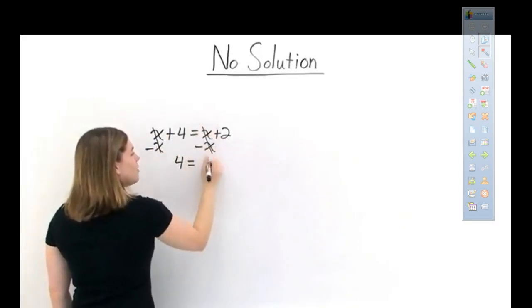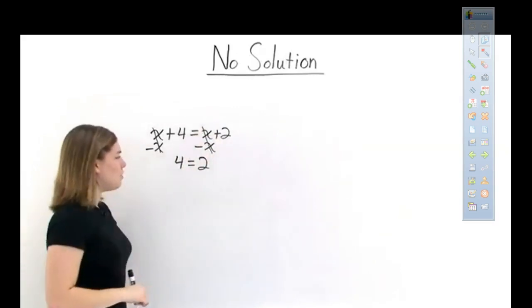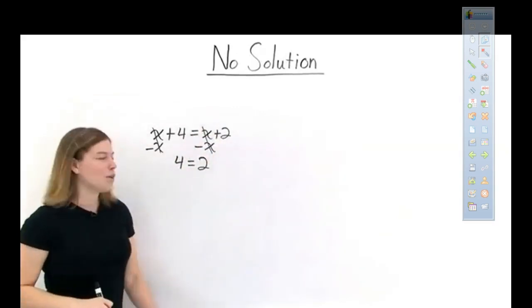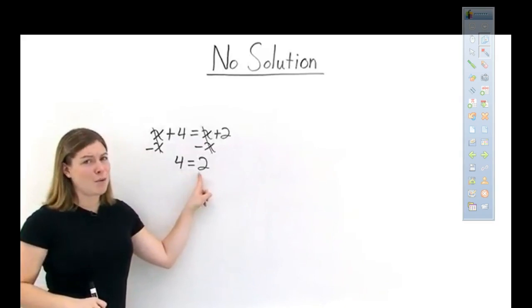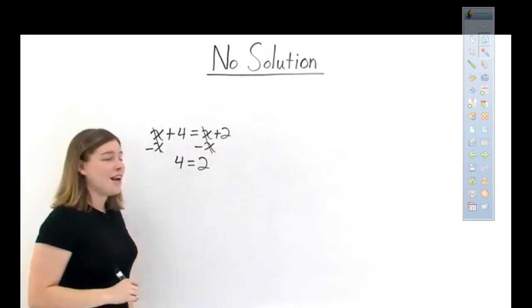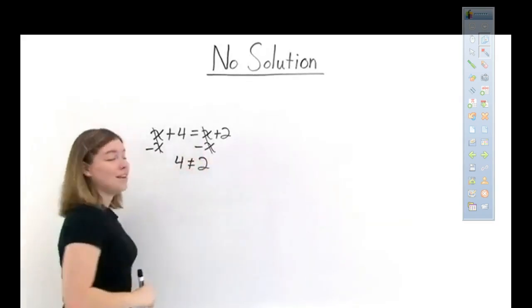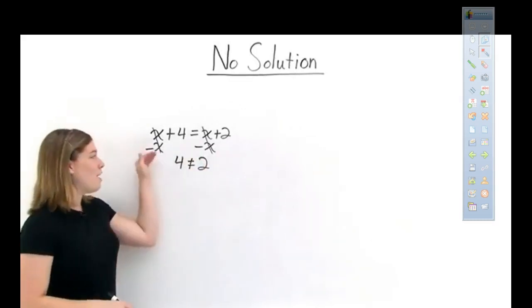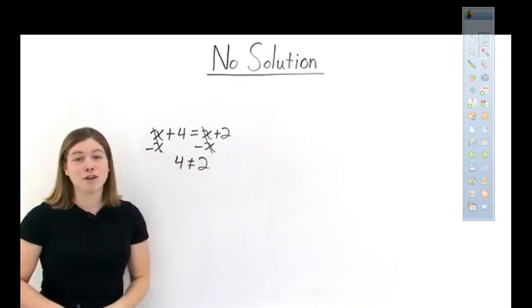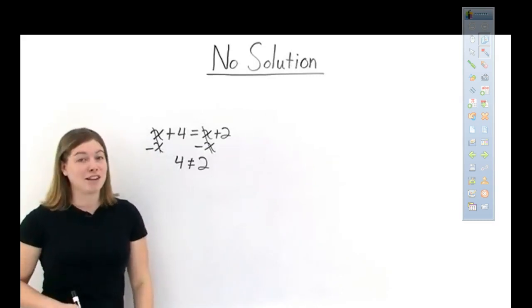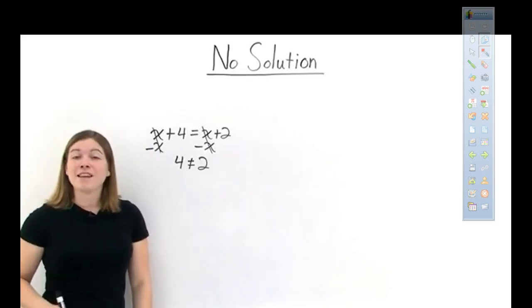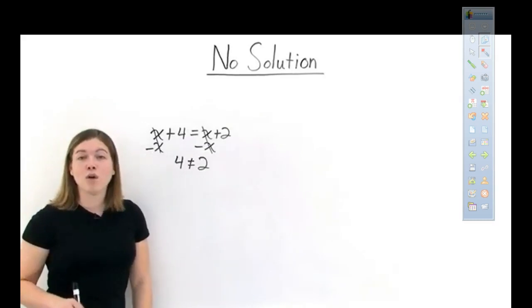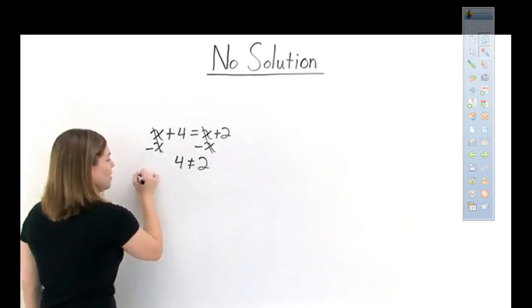On the right, these x's cancel out, and we're left with 2. All of a sudden, we're left with two numbers that do not equal each other. 4 does not equal 2. This is a false statement. If you get a problem like this, where the variables cancel out and you're left with a false statement, you have a problem that has no solution. In this case, no value for x will ever give you a true statement.